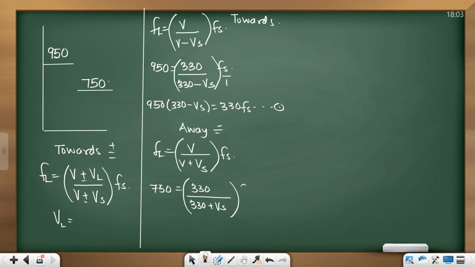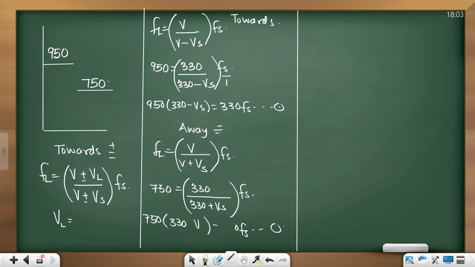Please, once you see this, multiply 750 and that is 330 what? Fs. I want you to see something. Check here. Look at my equation 1 and my equation what? 2.